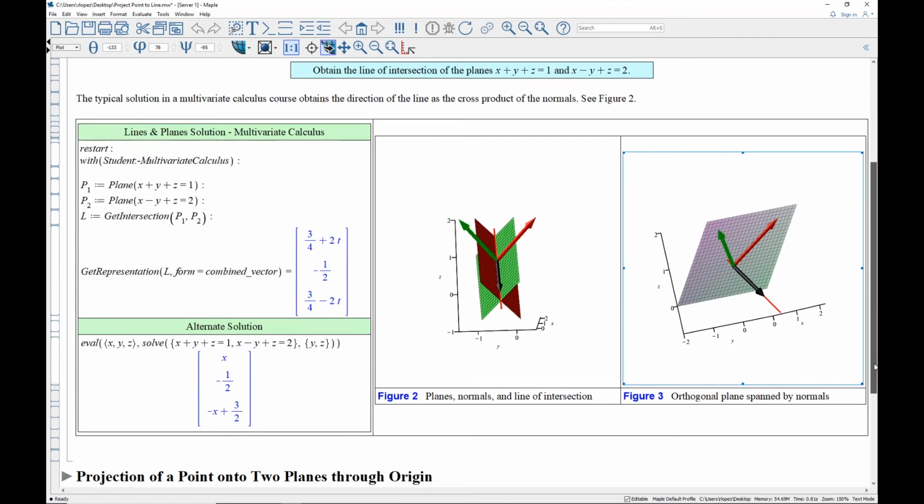An alternate way to get the equation or a representation or parameterization of this red line here: you have two planes. So that's two equations in 3 unknowns, which means you can solve for 2 of the variables in terms of the third. So solve the 2 equations for, say, y and z, and you will get x is the parameter, y of x is this, and z of x is this. So this is a different parameterization, but it's still a parameterization of the line.